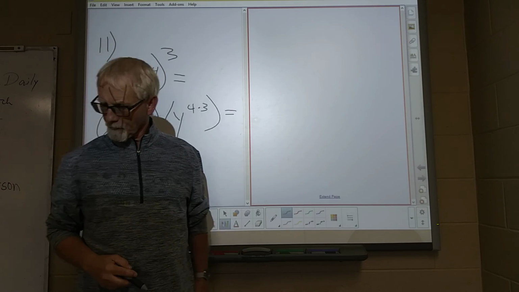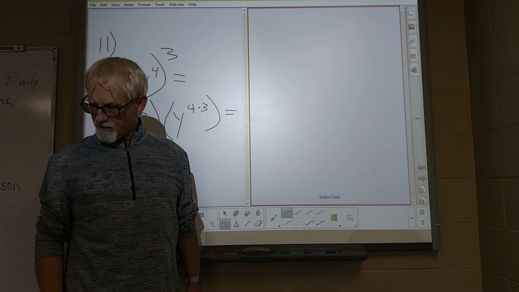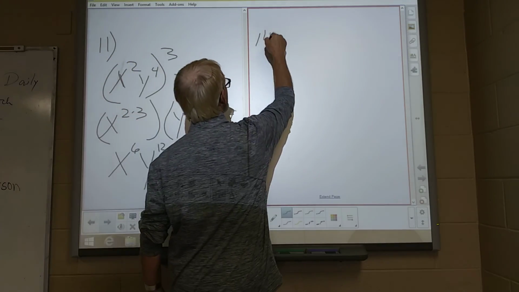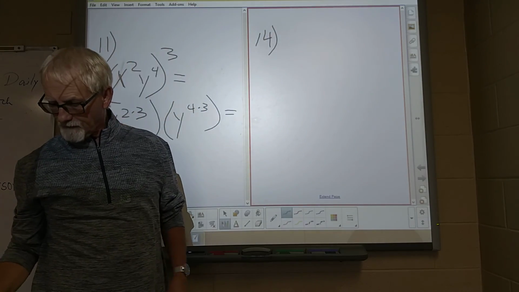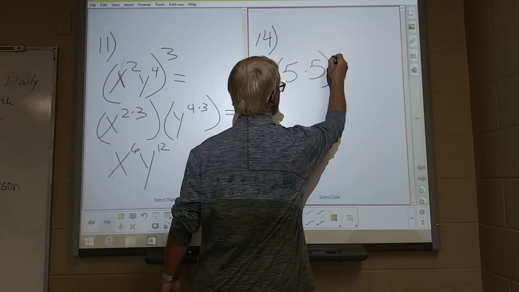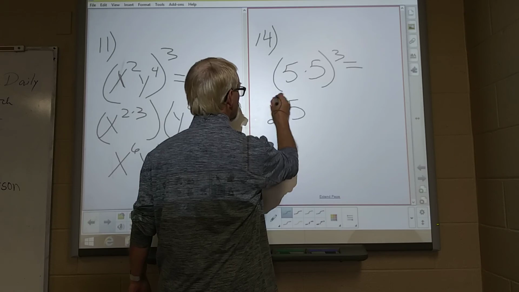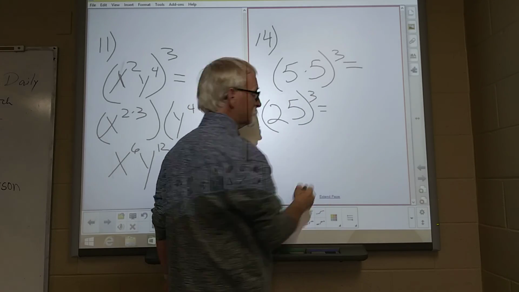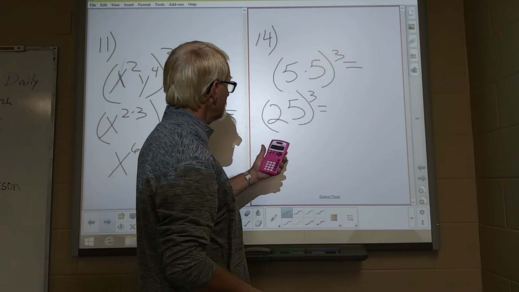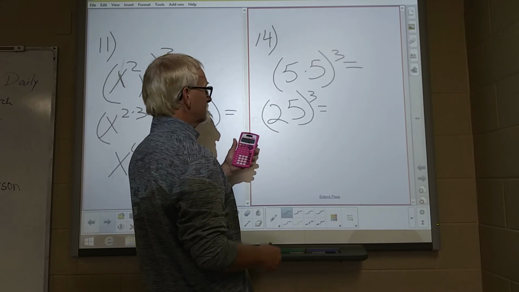Let's go down to number 14. Verify the power of a product by finding the value of each expression in 2 different ways. This is just trying to illustrate that if we say (5 times 5) raised to the 3rd power, it can be solved 2 ways. We can say 5 times 5 is 25, raised to the 3rd power. 25 raised to the 3rd power equals 15,625.